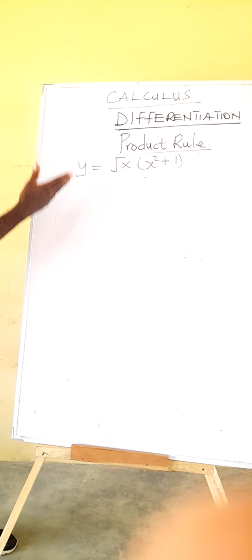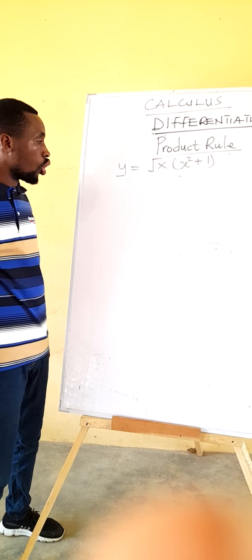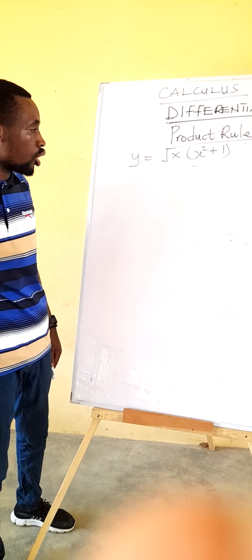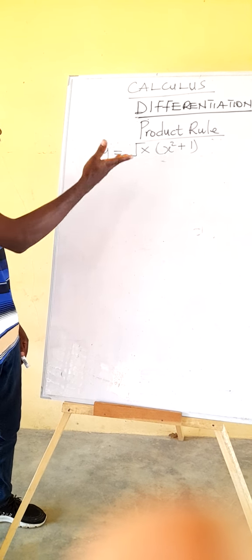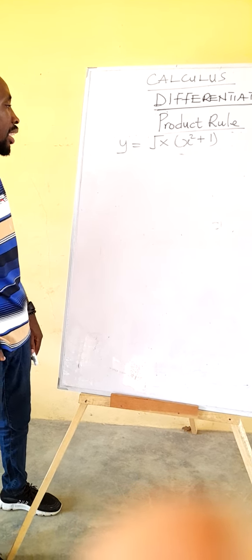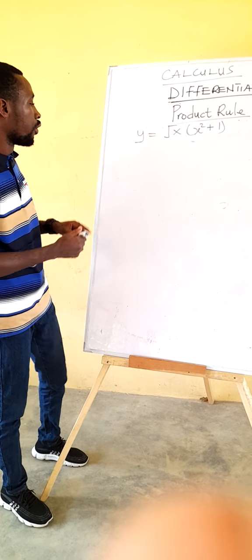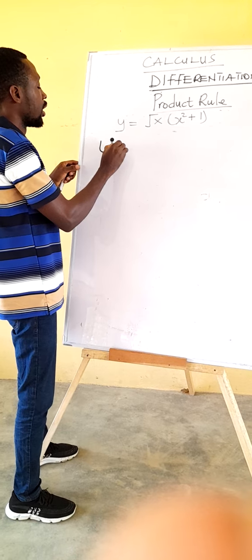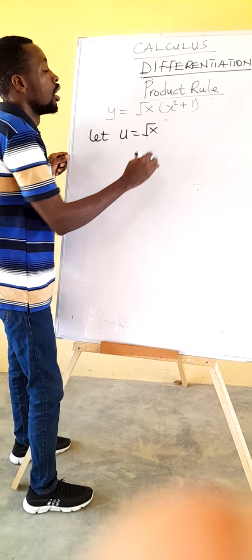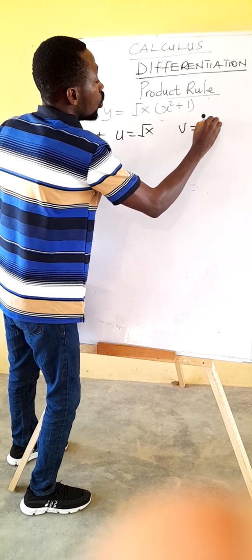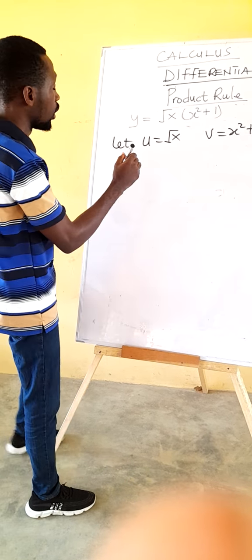Okay, there is another question on the board. y is equal to root of x multiplied by x squared plus 1. So there is no need expanding. Even to expand this, you face problem in expanding. So to find the derivative of this curve, we just let u be equal to the first, then let v be equal to the second. Then differentiate each of them.